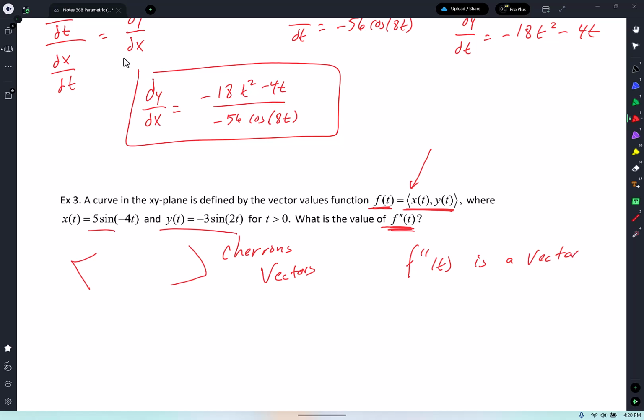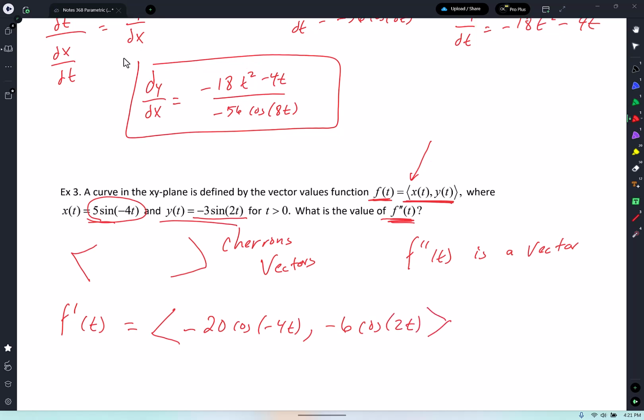All right, so I'm going to write f prime of t. We got to get to the second derivative, we got to do the first. So the first derivative, chevron. What's the derivative of 5 sine negative 4t? Negative 20 cosine negative 4t, comma, what's the derivative of negative 3 sine 2t? Okay, there it is.